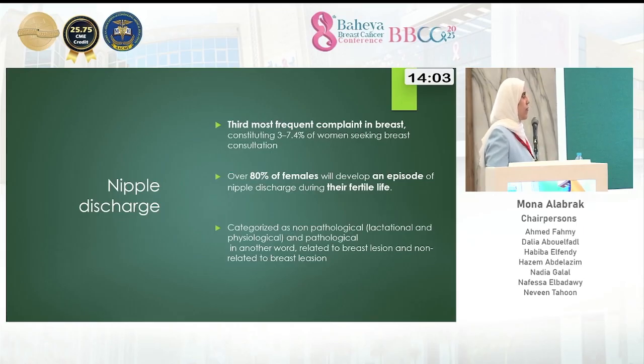Nipple discharge is a very common complaint في الفيميلز. يعتبر ثالث complaint الستات بتروح بيها للدكتور عشان تكشف. 80% of the females have an episode of nipple discharge in their fertile life.